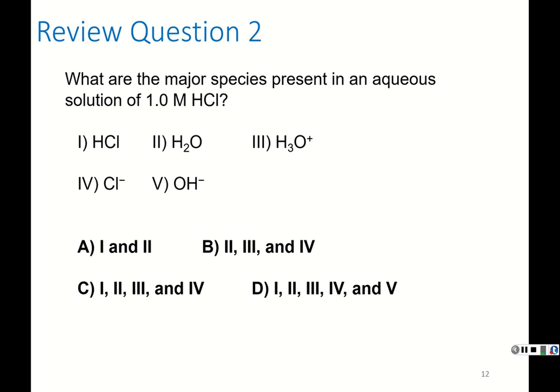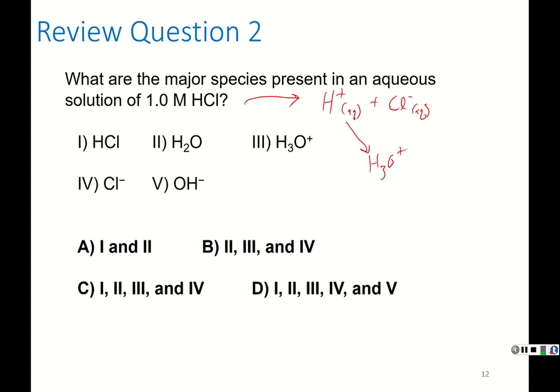What are the major species present in an aqueous solution of 1 molar HCl? Well, if we put HCl in solution, what happens? It completely dissociates, right? It's a strong acid. So we get H plus ions and Cl minus ions in solution. Right, and remember, H plus is the same as H3O plus when it's in solution.